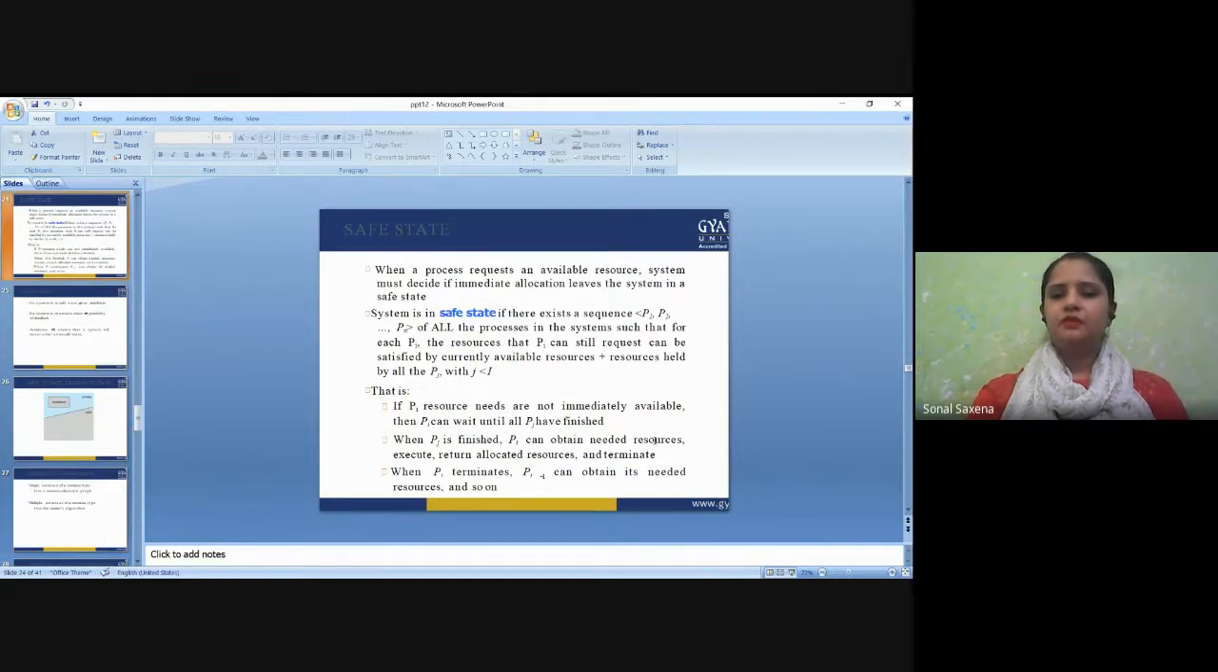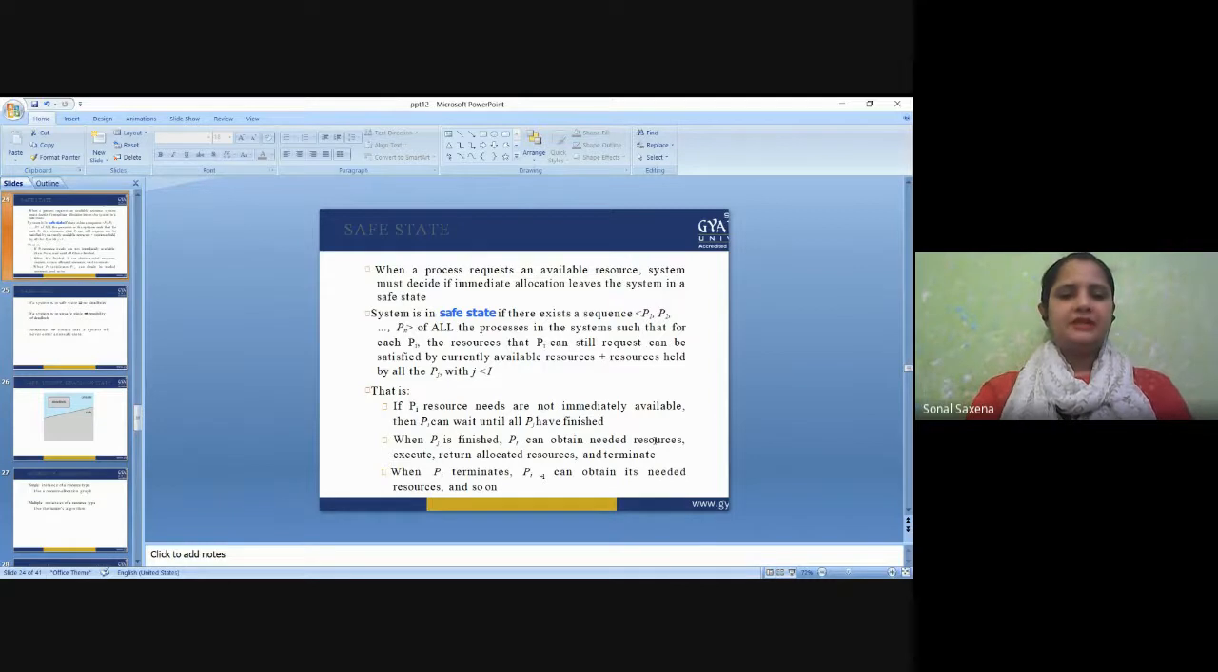Now, what is a safe state? When a process requests an available resource, the system must decide if immediate allocation leaves the system in a safe state or not. So the system is in a safe state if there exists a sequence <P1, P2, ..., Pn> of all the processes in the system, such that for each Pi, the resources that Pi can still request can be satisfied by currently available resources plus the resources which are held by all the Pj with j less than i.